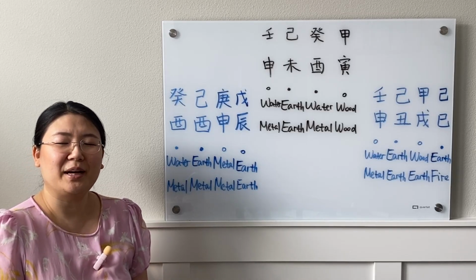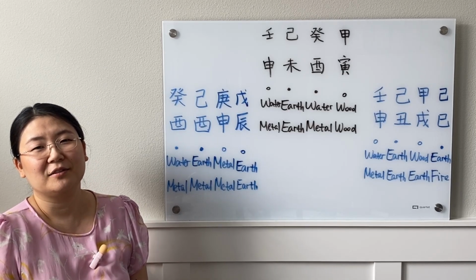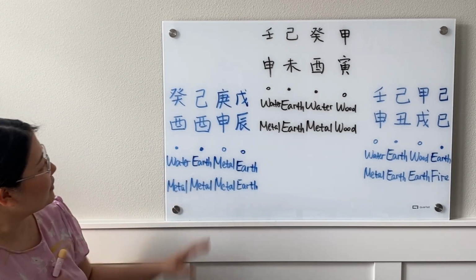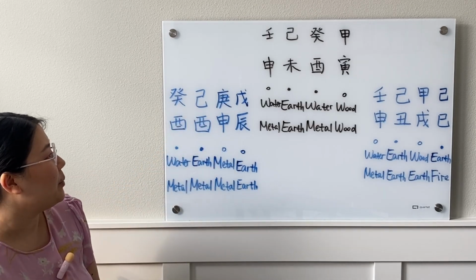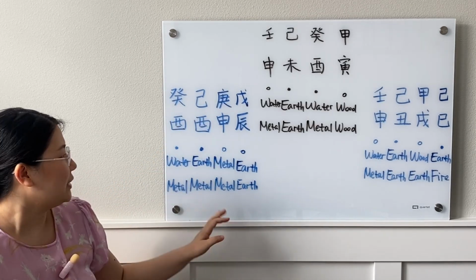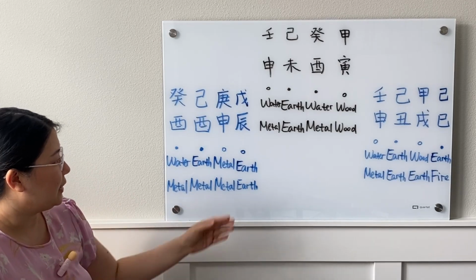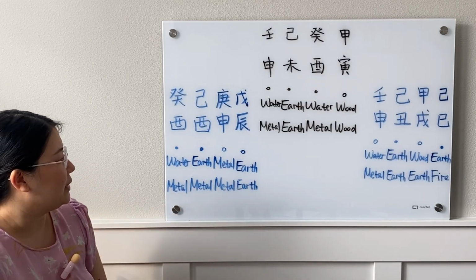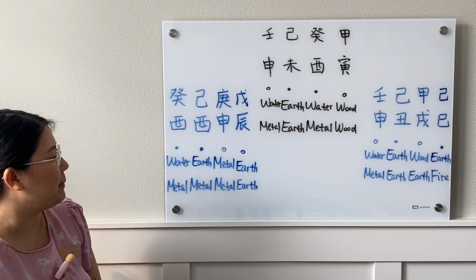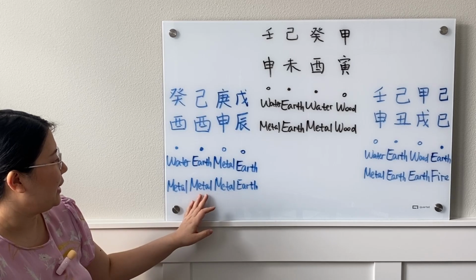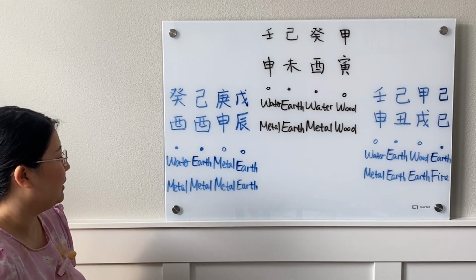In today's video, I'm sharing 3 case studies for Yin Earth born in the fall season. So this first example is a Yin Earth, called Ji in Chinese, born in the month of August, which is a Yang Metal type of earthly branch. The year is Yang Earth and Yang Earth. The month is Yang Metal and Yang Metal. The day is Yin Earth and Yin Metal, and the hour is Yin Water and Yin Metal.